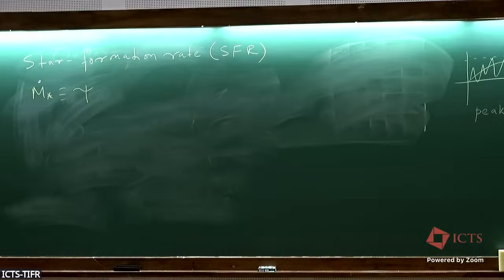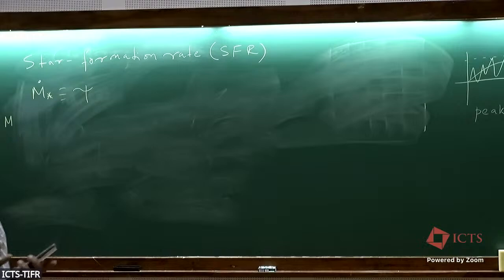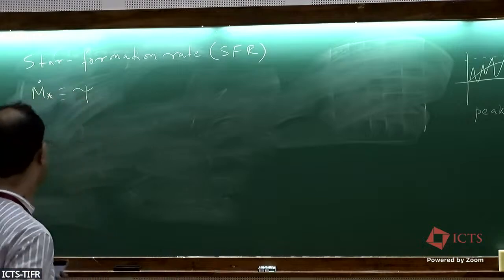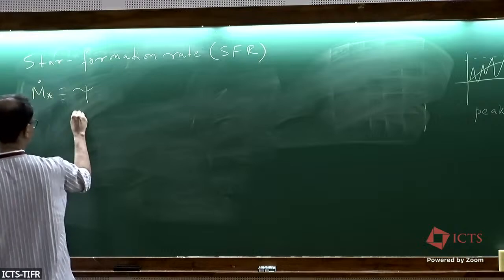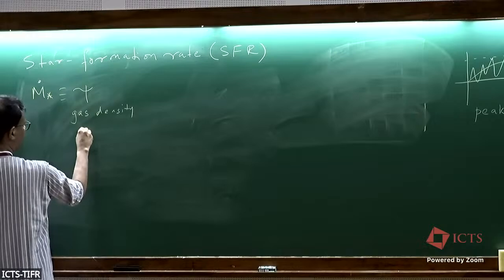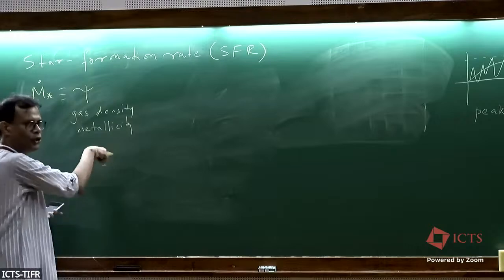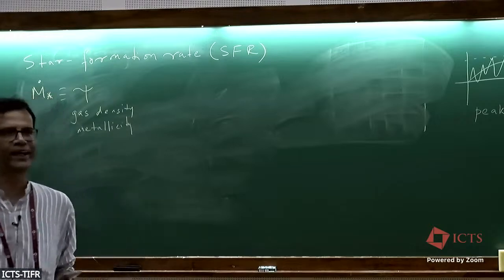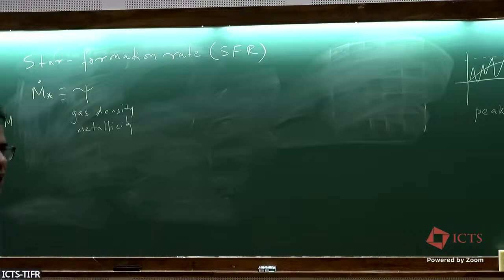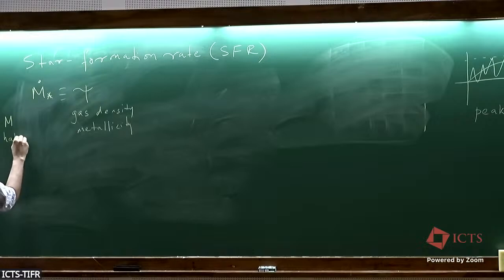Now, suppose I have a halo. It goes through all these processes and forms stars. Clearly, it will depend on so many things. It will depend on the gas density. More importantly, it will depend on the metallicity. As I've been constantly saying, those will set up the cooling channels. And who knows, it will depend on the environment and so on. So if I have to model this for a given halo, it can be quite complicated.